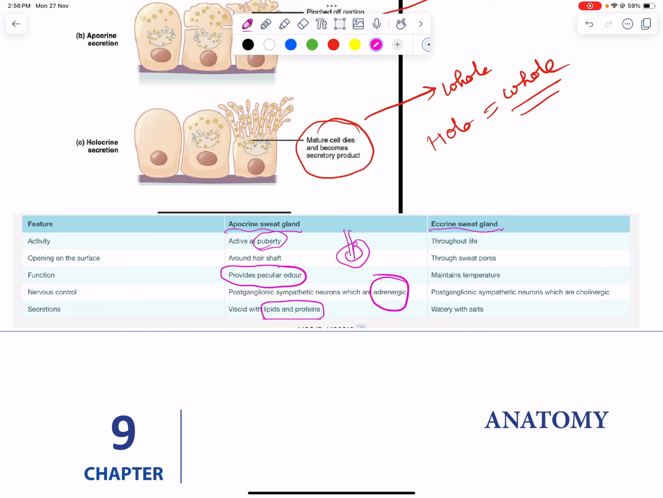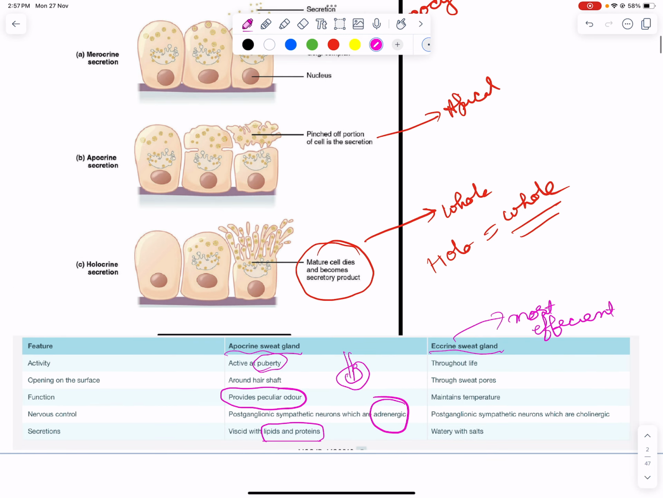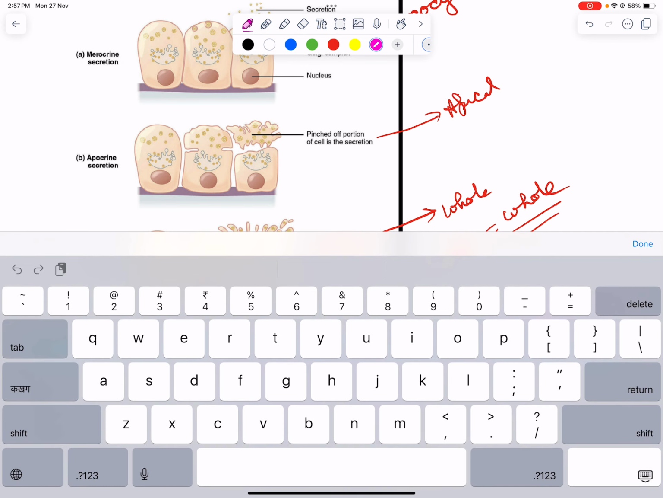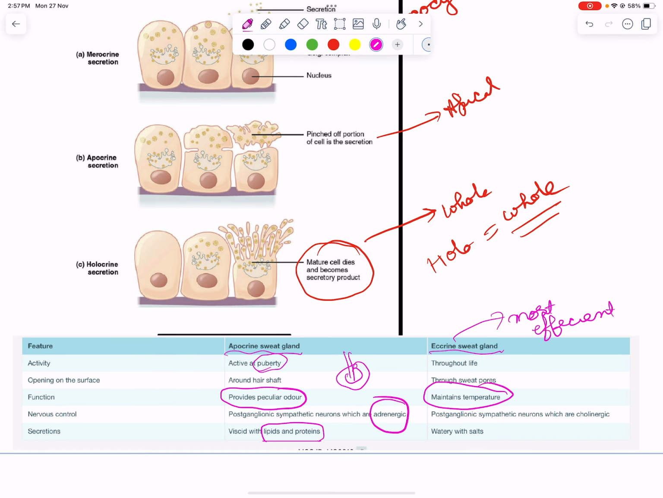Whereas eccrine sweat gland is the most efficient form, so it will be continuing throughout life, and it will have sweat pores, and its main function is maintaining the temperature, and it is watery with salt. See, you can remember that apocrine is around the hair shaft, but eccrine is through sweat pores, and it is occurring throughout life.